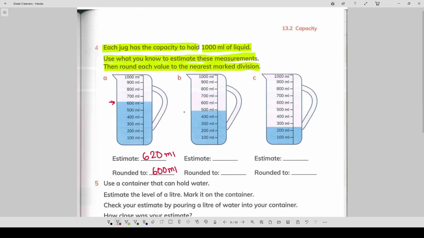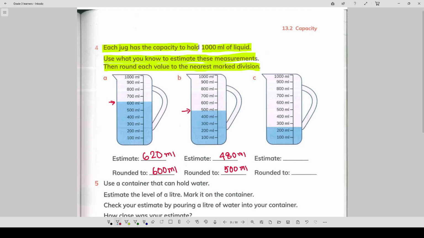Section B, jug B: it's not exactly 500, it's a little bit less. So we can say it's 480 ml. And finally, we can round it to the nearest 500, right?